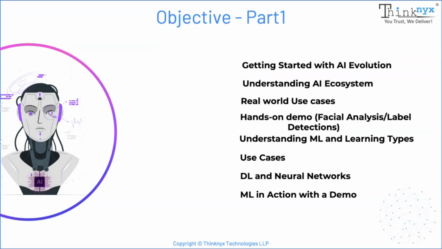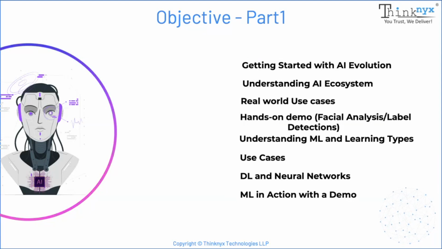Now, AI was there in the beginning as well, 20, 30, 40, and even 50 years back. But why was it not very famous at that point in time? There is a reason for it, and we are going to understand that reason as well. Then we are going to have some hands-on demo on AI. We will see the image detections, label detections, and many others.